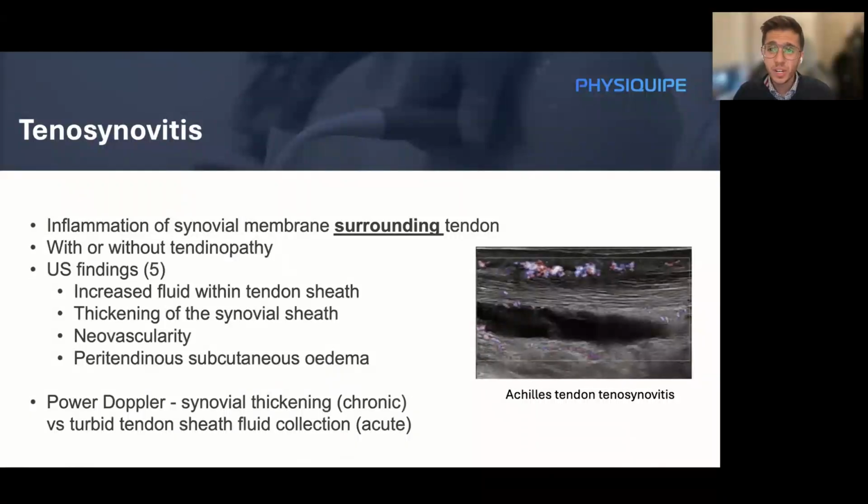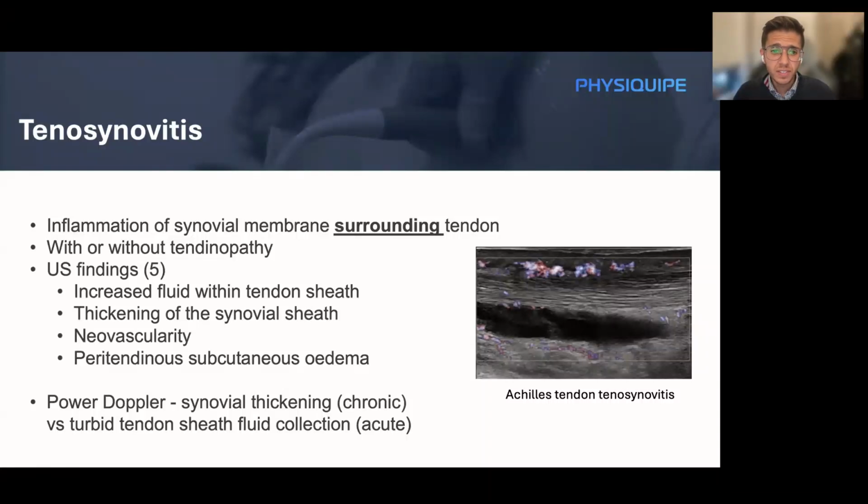Finally, coming down to the third T of tendons is tenosynovitis. So by definition, this is inflammation of the synovial membrane that surrounds the tendon. And this can often be associated with tendinopathy or can be associated in isolation. And when it is in isolation, you really have to think a bit more systemically as to what may be driving the condition, particularly inflammatory conditions, which we'll talk about later on.